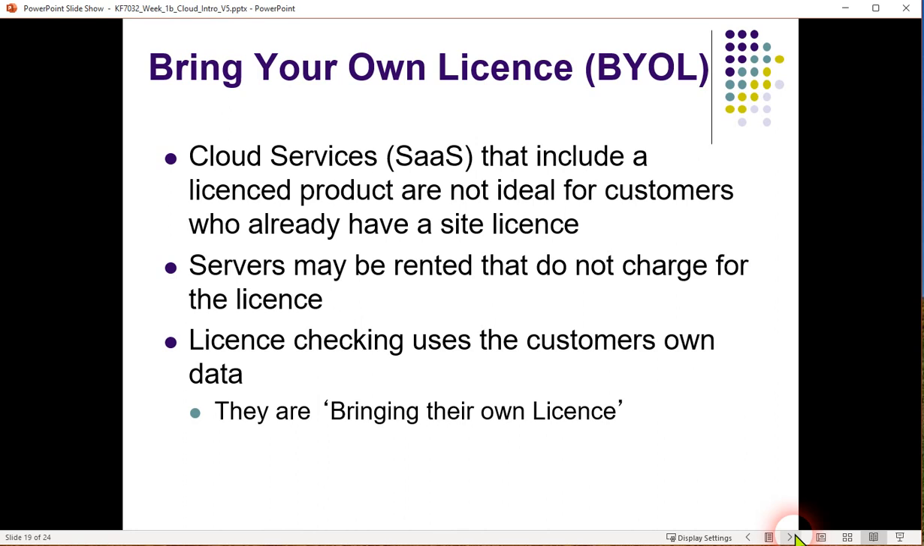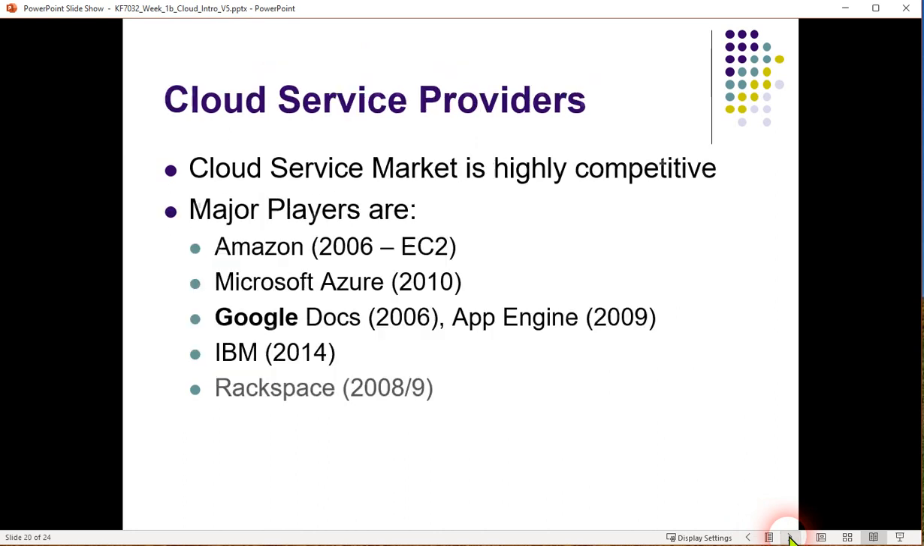Another set of terminology you see quite a lot is BYOL, which stands for Bring Your Own License. So if you are a site which has an Oracle site license, for example, which is quite an expensive thing, and you want to use a cloud-based service, instead of renting the service and then paying again for a license which you've got, you're allowed to bring your own license, and the license checking software will then refer to your own data.